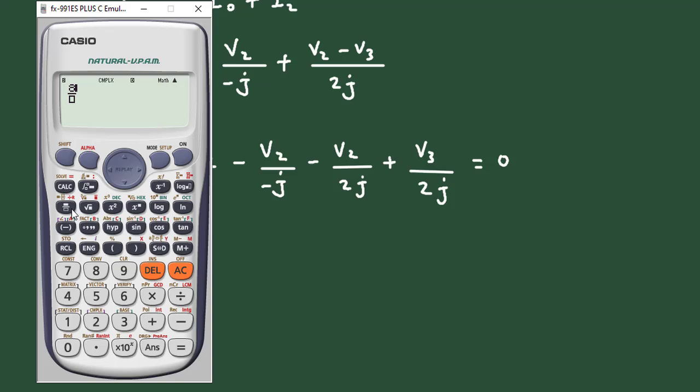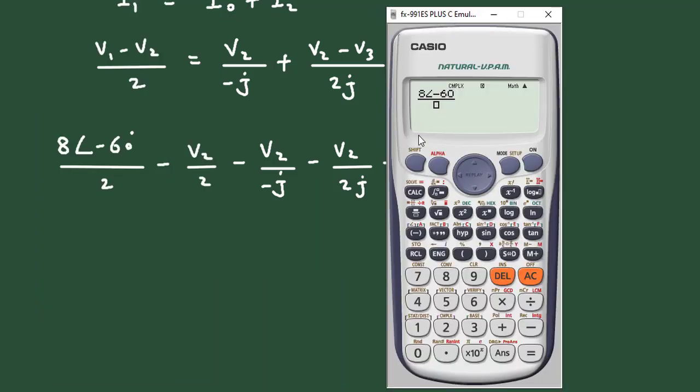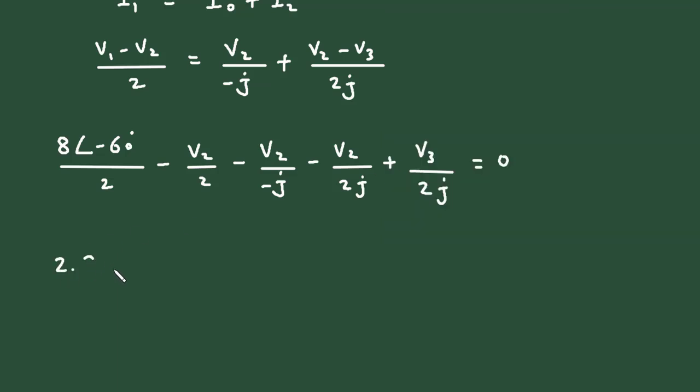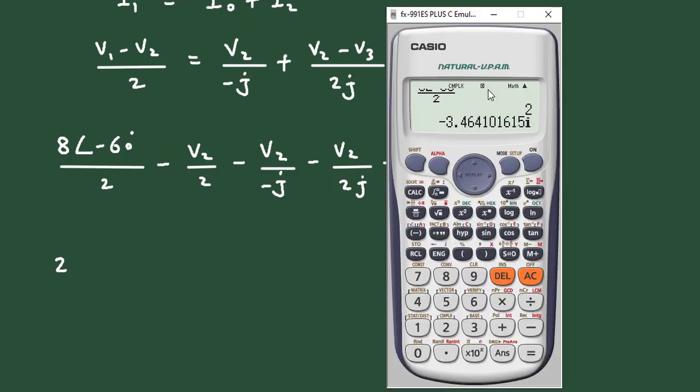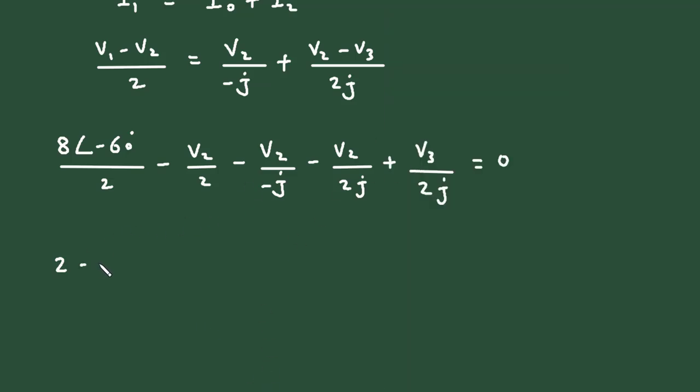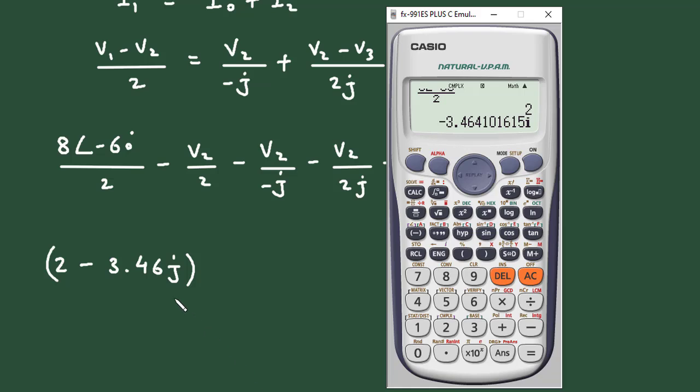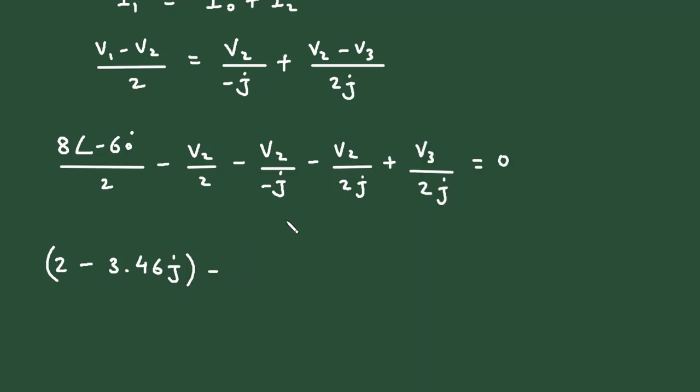8 at an angle minus 60 degree divided by 2. It is 2 minus 3.46 J. Then minus, we can take this V2 common.